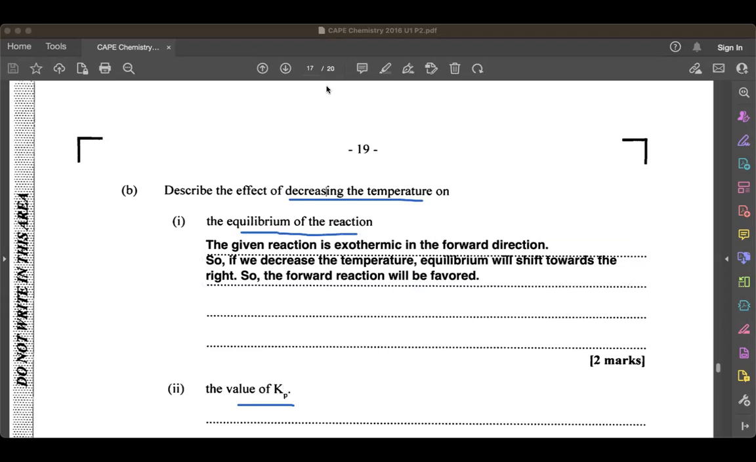And so let's write what we had for Kp again. We said from the previous page, our Kp that we wrote down was Kp is equal to the partial pressure of HI, all squared, divided by the partial pressure of H2 times the partial pressure of I2. So that was our Kp.